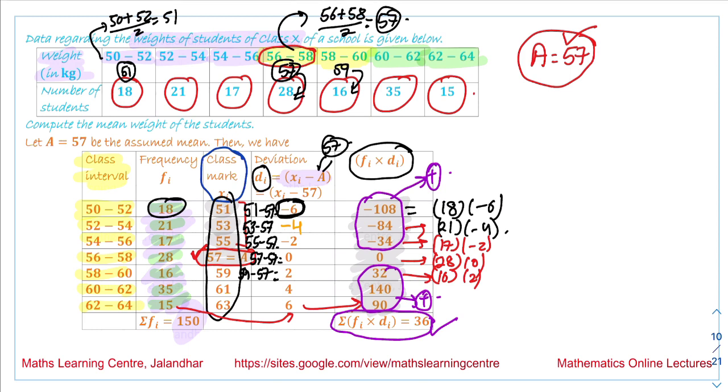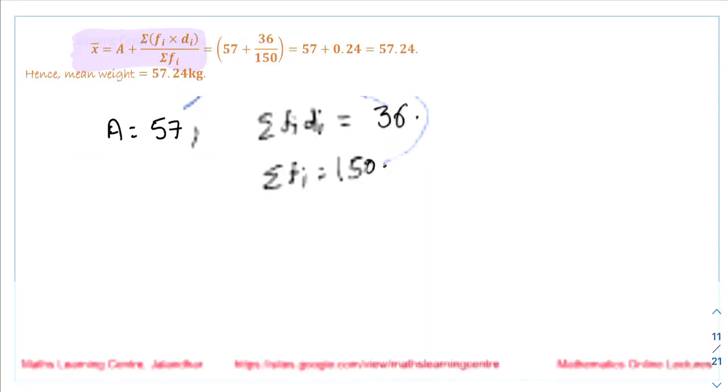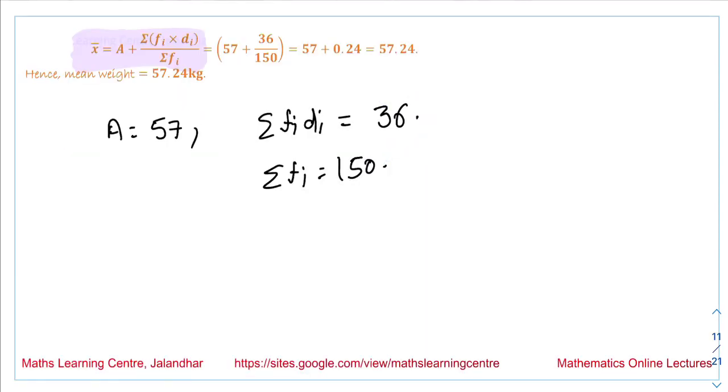So the value of a that we have assumed is 57. The value of sigma fi di we have is 36, and the value of sigma fi we have is 150. Now the formula for the mean, the mean value x bar, is equal to a plus sigma fi di over sigma fi. We substitute these values over here. It is 57 plus 36 upon 150, and on solving this we will obtain the answer as 57.24.